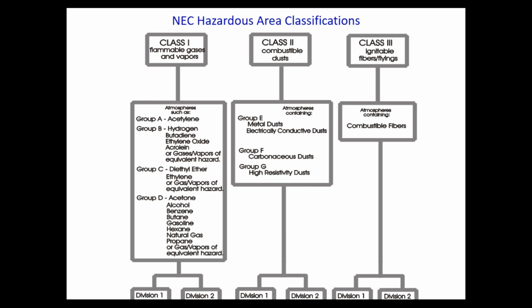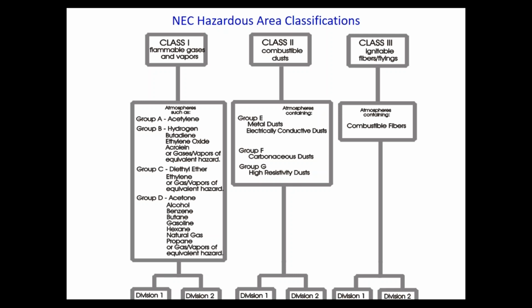In Class 1, there are 2 divisions. There's Division 1, there's Division 2. From Delphian's point of view, we don't really care from a product point of view, because all our equipment that we sell is sold for Class 1, Division 1. And that means you can put it in a Division 2 and it'll work just as well.